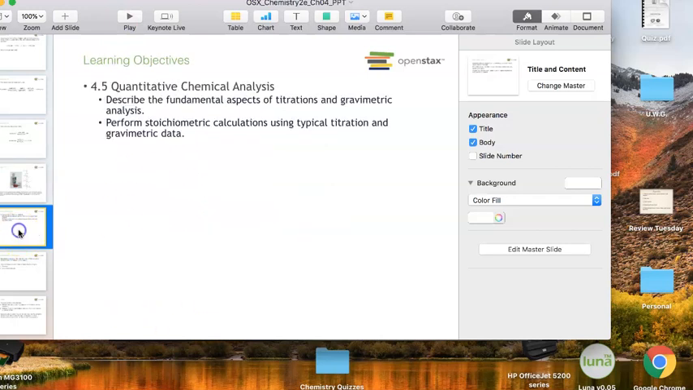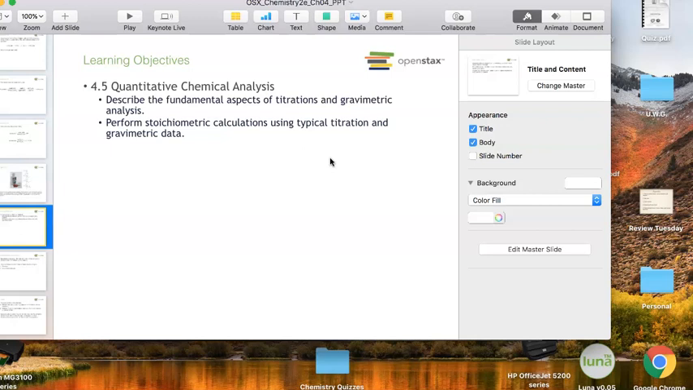synthesis of ibuprofen. Alright, so the next learning objectives here are we're talking about quantitative chemical analysis, fundamental aspects of titration and gravimetric analysis. And last week we were able to do a titration to determine the concentration of sodium hydroxide. And we used oxalic acid, which is a weak acid, and had an acid-base neutralization reaction. And you guys were able to determine the concentration of your sodium hydroxide stock solution.